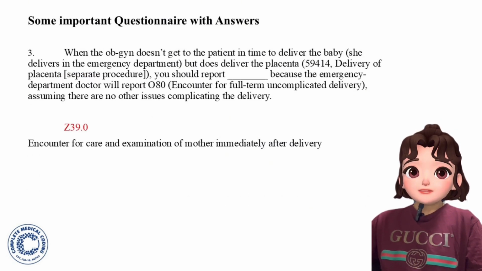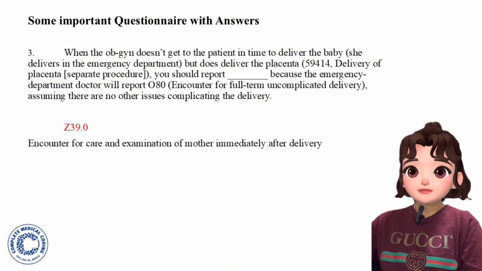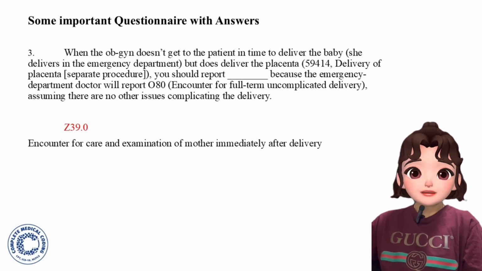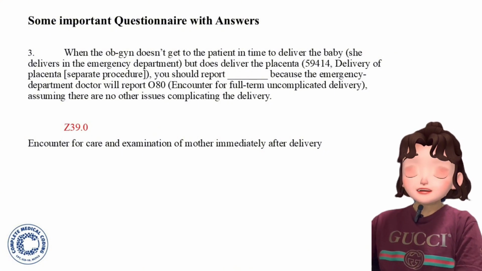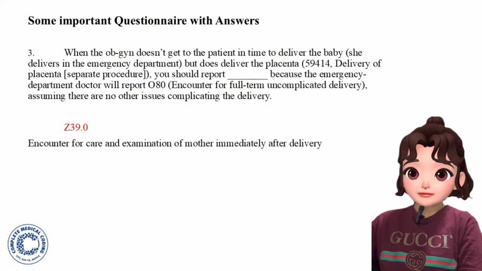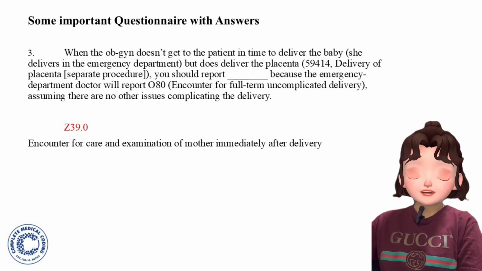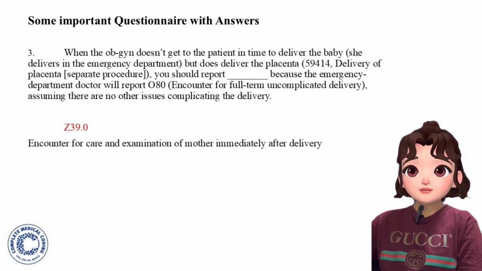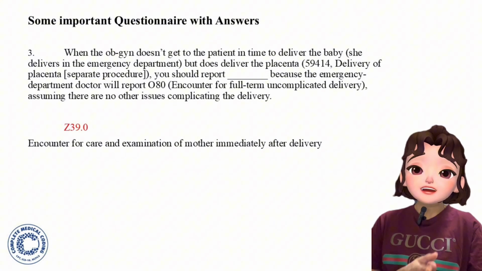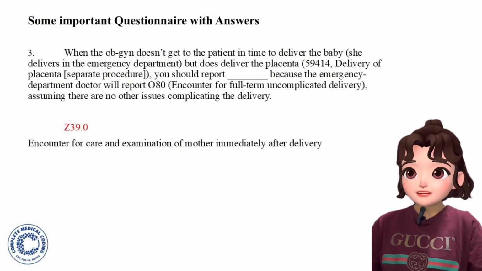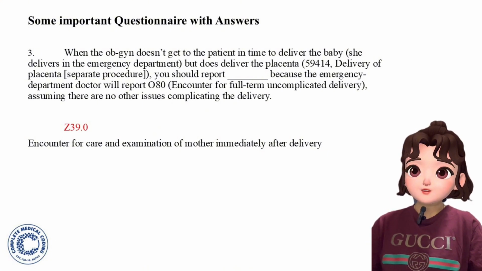Now, third question. When the OB-GYN doesn't get to the patient in time to deliver the baby, she delivers in the emergency department, okay? But does deliver the placenta. Delivery of placenta 59414 code, which is a separate procedure. You should report which code for the OB-GYN, okay? Because the emergency department doctor will report OAT.